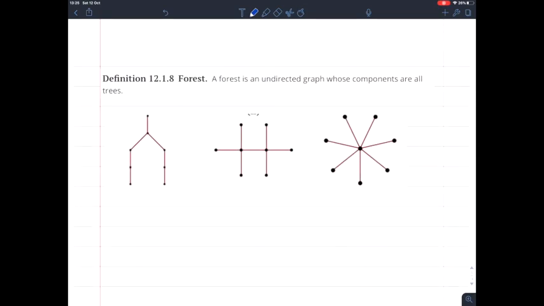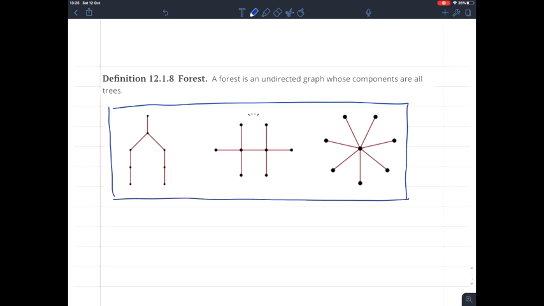So as I mentioned a little while ago, a forest is an undirected graph whose components are all trees. So you would look at this and you'd say, each of these things is a tree, but if we consider this whole thing as the graph that we're looking at, then it's not a tree because it has three unconnected components.